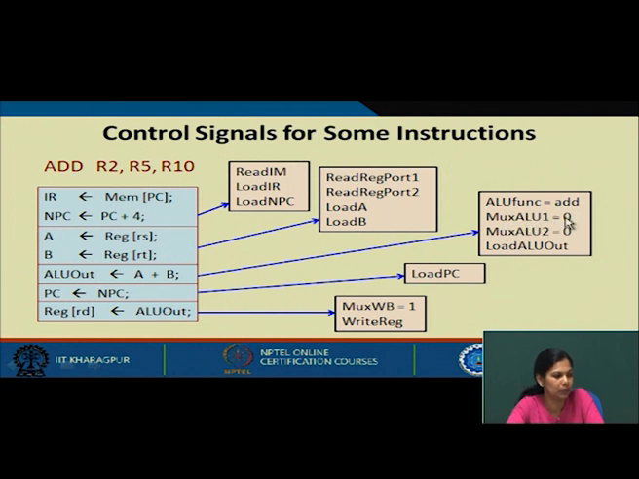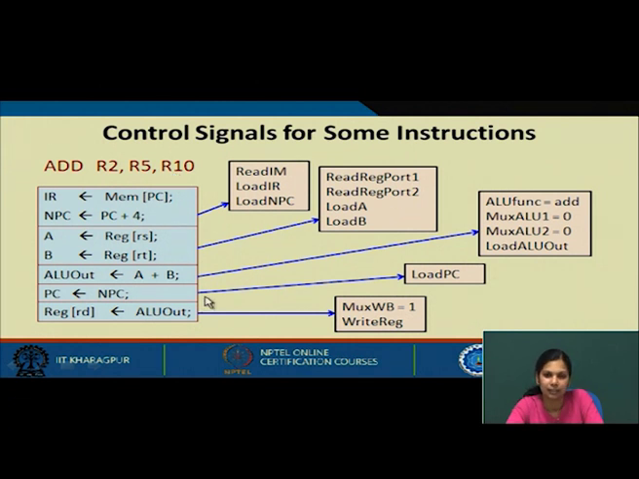Mux ALU1 will be 0, we need to select A. Mux ALU2 will also be 0, we need to select B. And then after this operation, load ALU out. So ALU out will be loaded with the operation performed, that is add A and B, where A and B will contain R5 and R10.